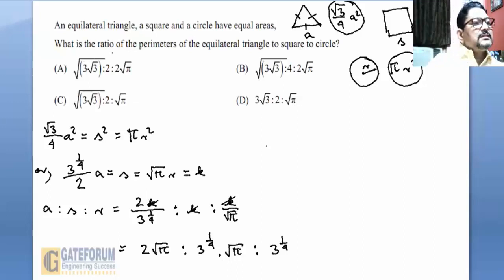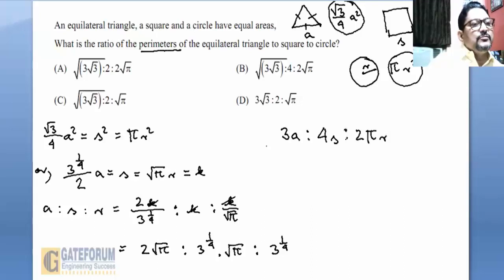Well, they have asked us the ratio of the perimeters. Now, what is the perimeter of an equilateral triangle? It is thrice of A. What is the perimeter of a square? It is 4 times S. And what is the perimeter of a circle of radius R? It will be 2 pi R.